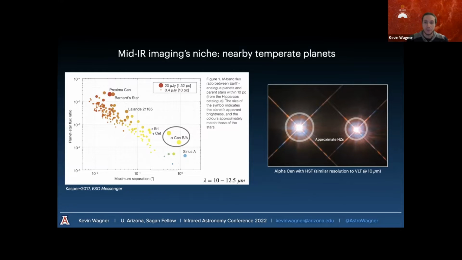Notably, their habitable zones and those of a few other bright nearby stars are at separations of about an arcsecond, which are resolvable with current telescopes. The image on the right is from Hubble, operating in the optical, but the VLT operating at 10 microns has about the same angular resolution, and the habitable zones are shown in the shaded regions here.